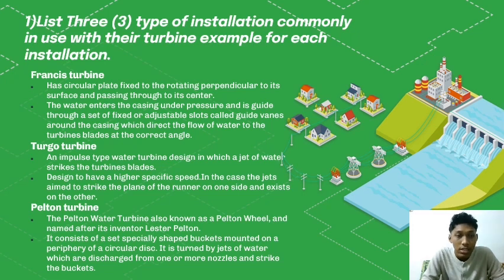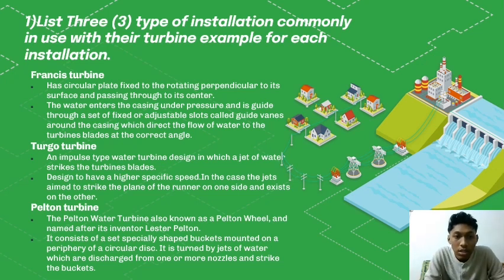Okay, secondly is the Turgo turbine, an improved type of water turbine design in which a jet of water strikes the turbine's blade. It is designed to have a higher specific speed. In this case the jet aims to strike the plane of the runner on one side and exit on the other. Lastly, the type of installation is the Pelton turbine.